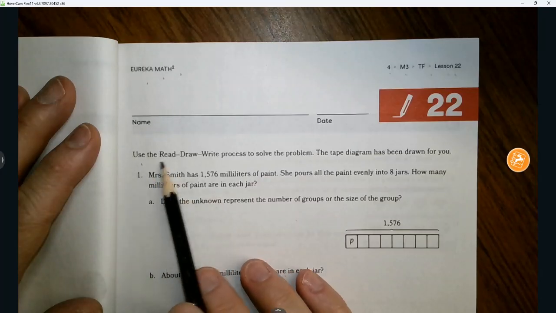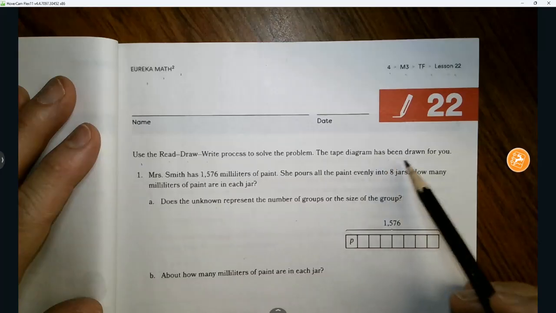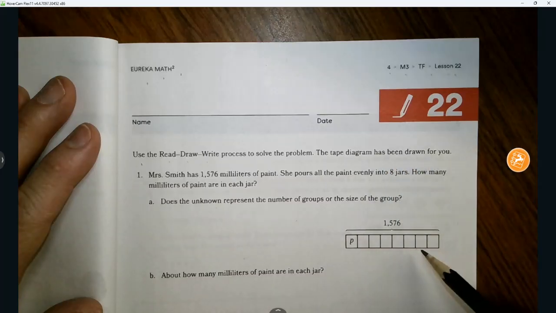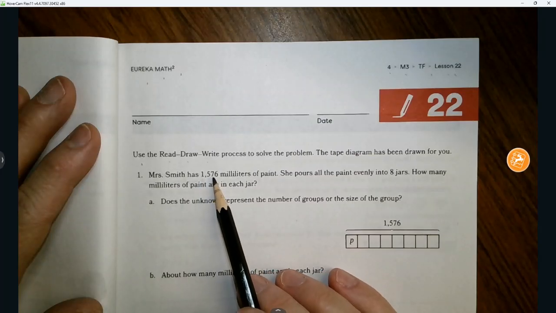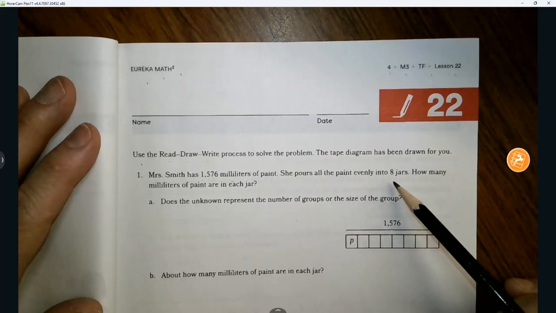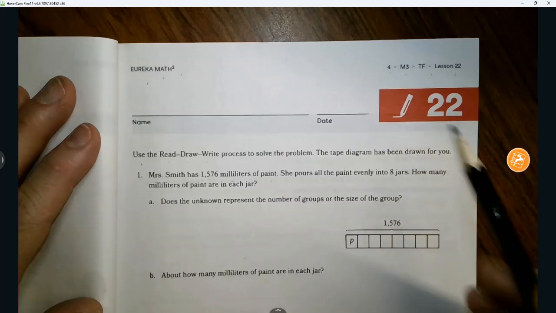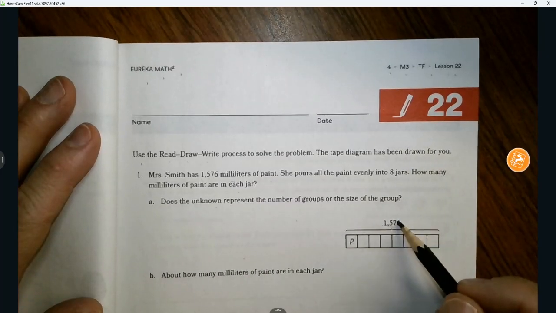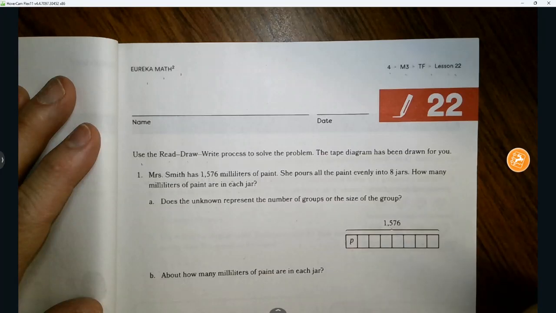Okay. Use the read, draw, write process to solve the problem. The tape diagram has been drawn for you. Nice, they already helped us out. Mrs. Smith has 1,576 milliliters of paint. She pours all the paint evenly into 8 jars. How many milliliters of paint are in each jar? All right, so here's all of our paint, and here's 1, 2, 3, 4, 5, 6, 7, 8 jars.